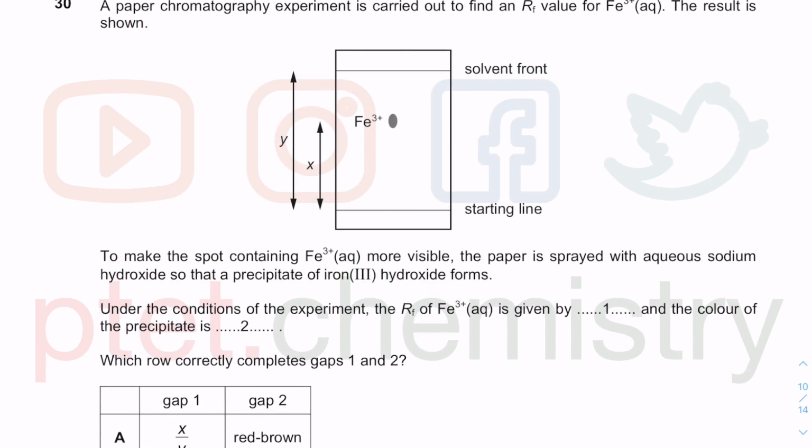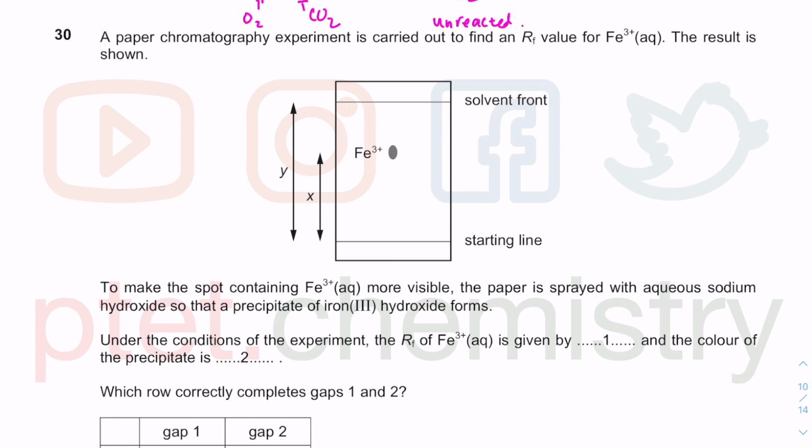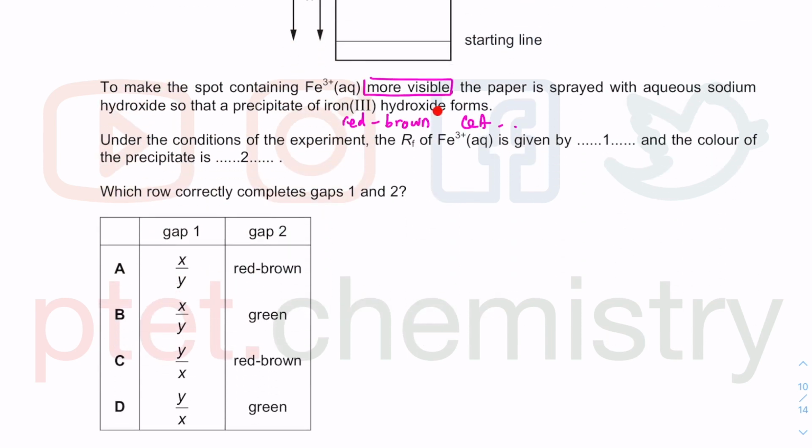Question 30, we have chromatography. In this chromatography experiment, we are supposed to find the Rf value of Fe3+. To make it more visible, because iron 3 plus aqueous is not a precipitate, it's just kind of a yellowy solution, you can spray it with a locating agent to make it a reddish brown precipitate, as you would know from qualitative analysis, the topic on the formation of iron 3 hydroxide.